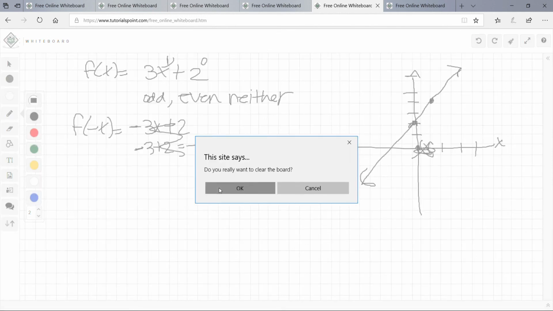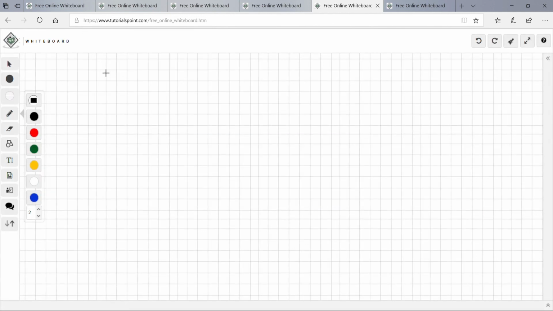Final one, last one. So what if we have f of x equals x cubed minus 5x plus 1? So we can look at the degrees. So this is a 3, this is a 1, and then this is a 0. So 3 is odd, 1 is odd, 0 is even. It doesn't add up, right? Because it's odd, odd, even. It should be even, even, even, or odd, odd, odd. So it's going to be neither.